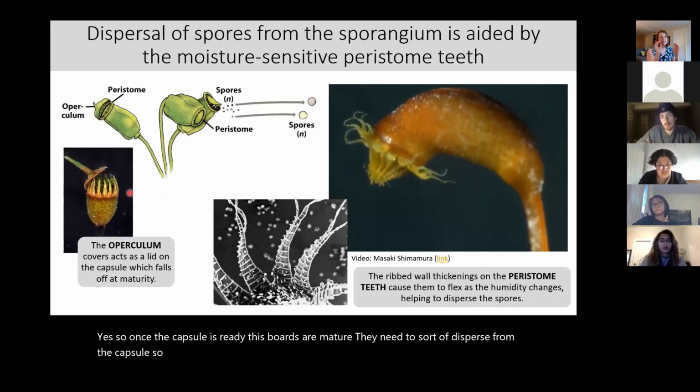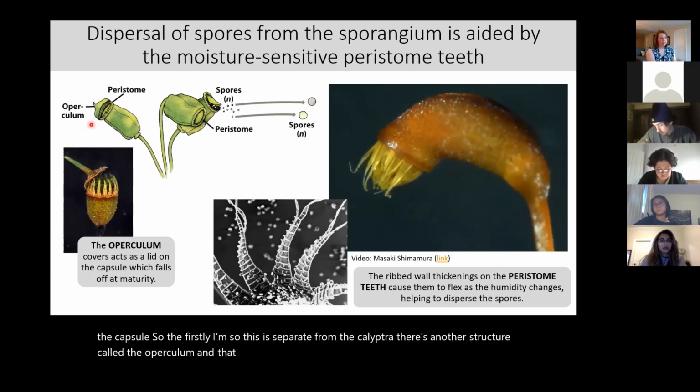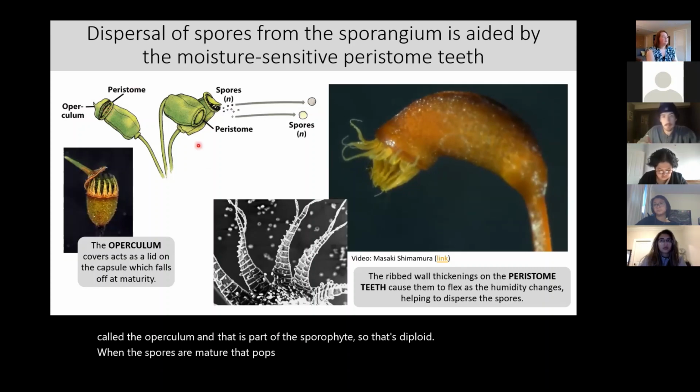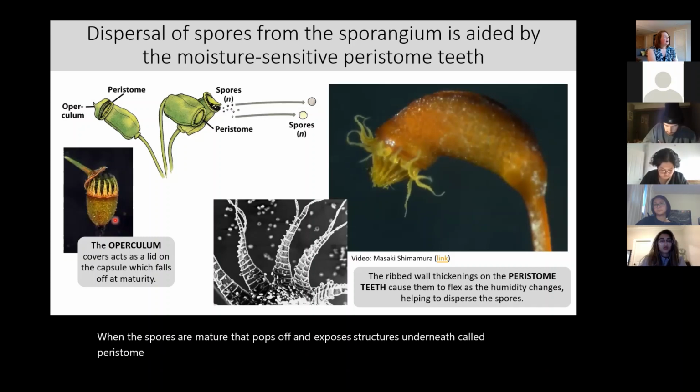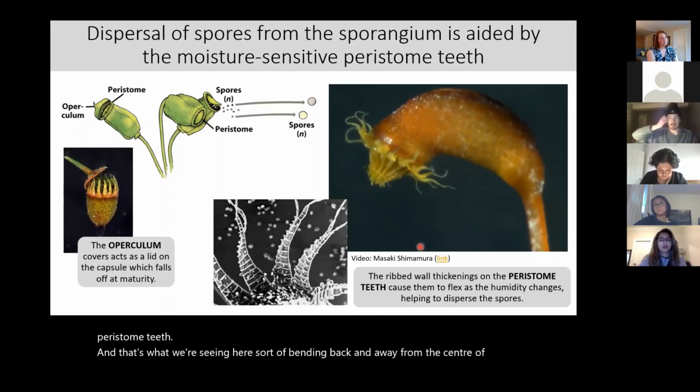Firstly, this is separate from the calyptra. There's another structure called the operculum, and that is part of the sporophyte. So that's diploid. When the spores are mature, that pops off and exposes structures underneath called peristome teeth. And that's what we're seeing here, bending back and away from the center of the capsule.